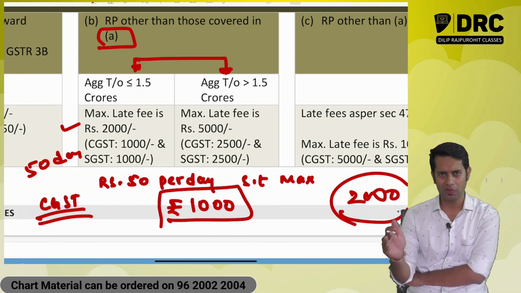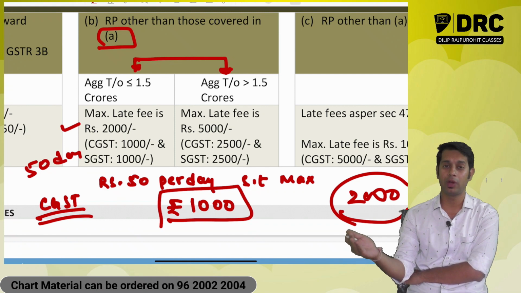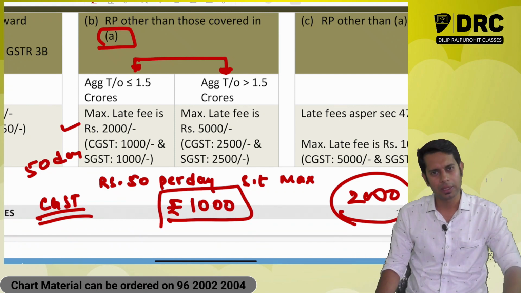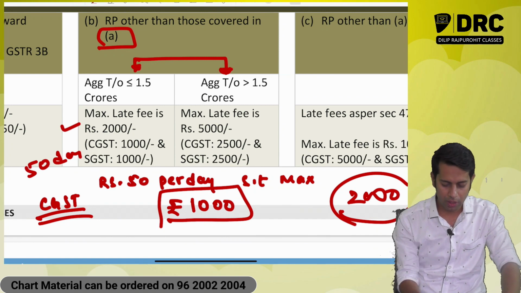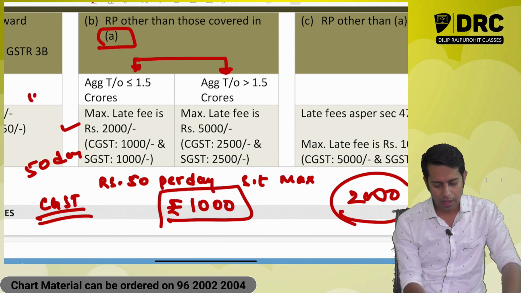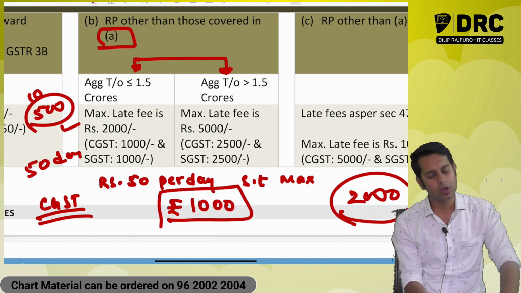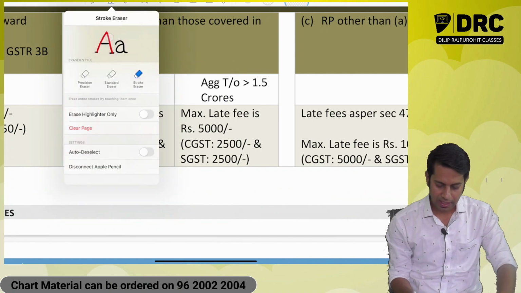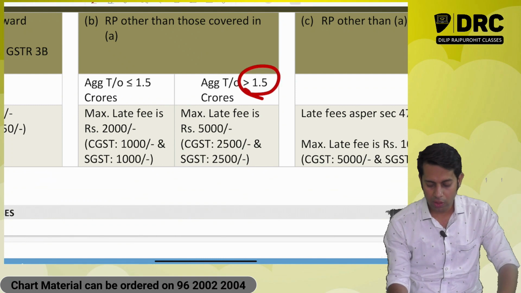Irrespective of how many number of days delay you have done, the maximum amount which they are going to collect from you is 1,000 rupees. This is the maximum amount. Sir, if I have done delay only for 10 days, then it will be 500 rupees. Whichever is less.